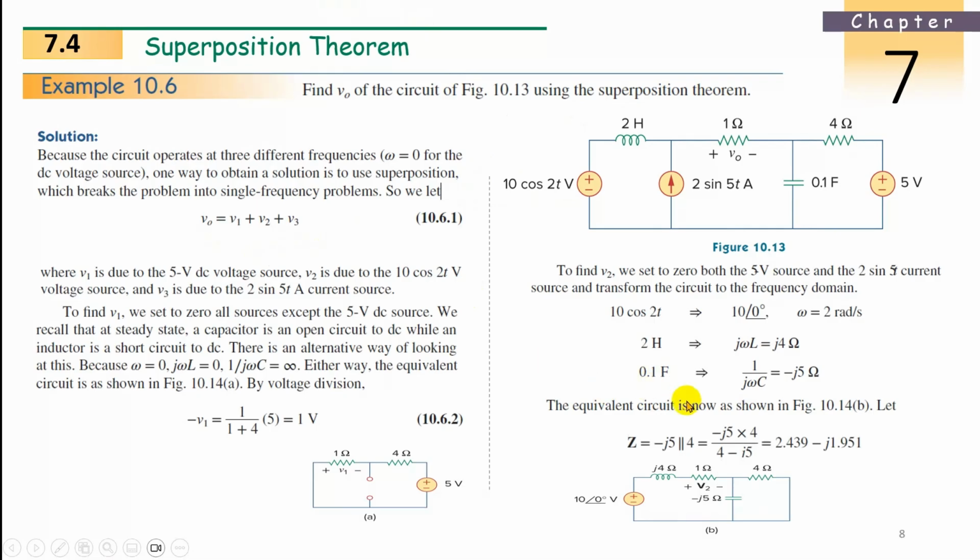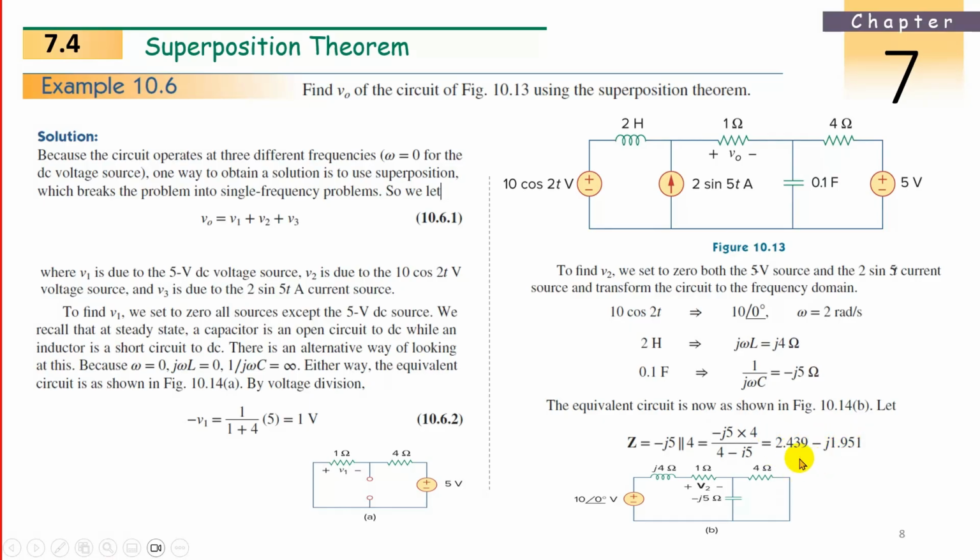Now we have to find the impedance Z. I want Z here only. The 4, J5 and minus J5 and 4, I will consider as Z. Minus J5 is parallel with J4. What is the result? Multiply divided by sum. That is minus J5 into 4 divided by 4 minus J5. So again convert these two into polar, make the division, and convert back into rectangular. It becomes 2.439 minus J1.951.